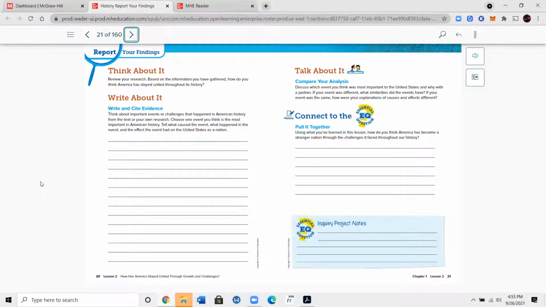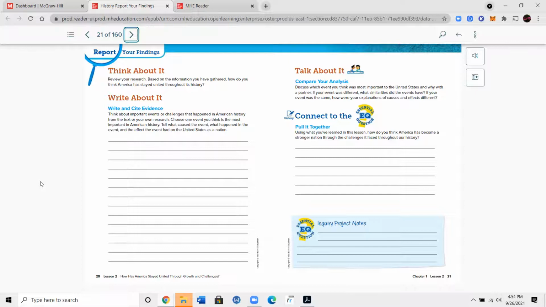We're going to go ahead and write our paragraph in the Write and Cite Evidence section under Write About It. Think about important events or challenges that happened in American history from the text or your own research. Choose one event you think is most important in American history. Tell what caused the event, what happened in the event, and the effect that the event had on the United States as a nation. So for this, I want you to go ahead and pull something from the reading in those pages that we read in our textbook, from pages 18 to 27, and write about it.